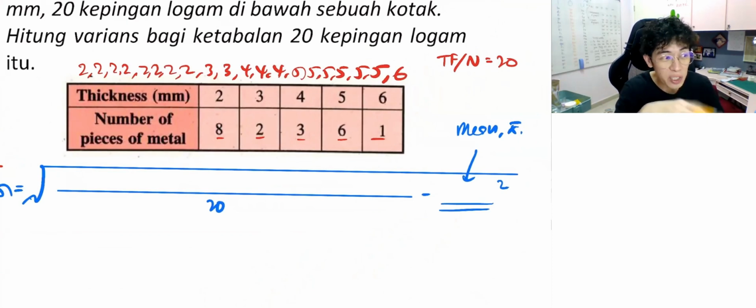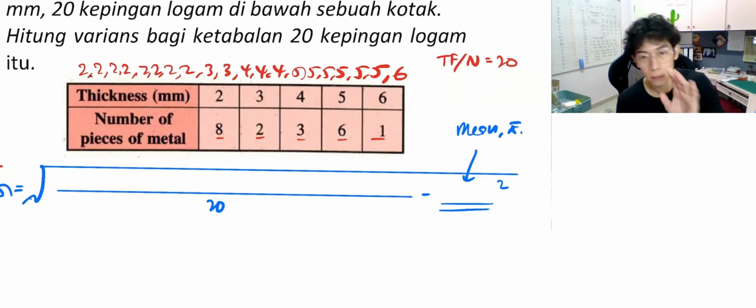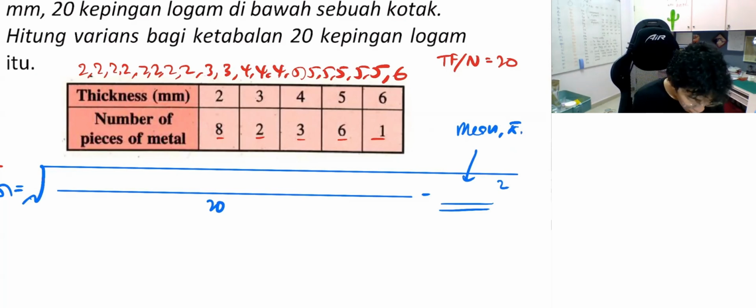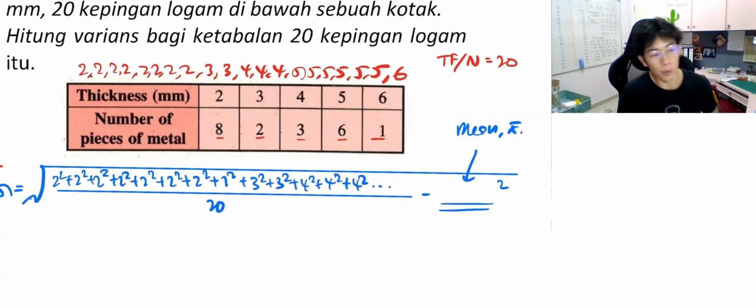I tell you the original way first. With 20 data, over here you have to put 20 data squared. Listen carefully: 2 square plus 2 square plus 2 square plus 2 square plus 2 square plus 2 square plus 2 square plus 2 square, then plus 3 square plus 3 square plus 4 square plus 4 square plus 4 square. Lazy to write it all, 20 of them.